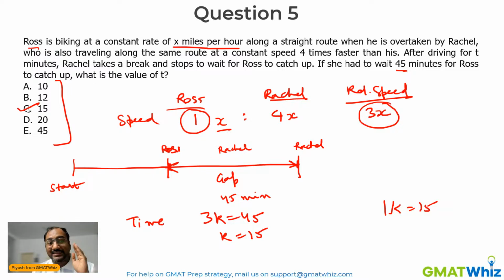And since Ross's speed is x, the ratio is 1:3. The reverse ratio is going to be 3:1, which means the time taken by Ross is thrice the time at which Rachel was creating that gap in the beginning. So that is all I needed to do. But for that, you need to have conceptual clarity and you need to approach this time-speed concept in a logical way rather than a mathematical way.